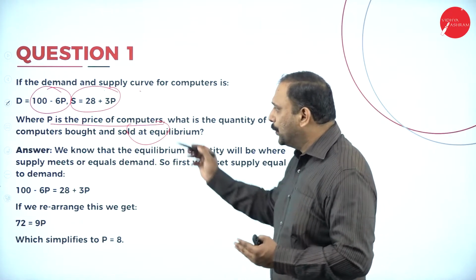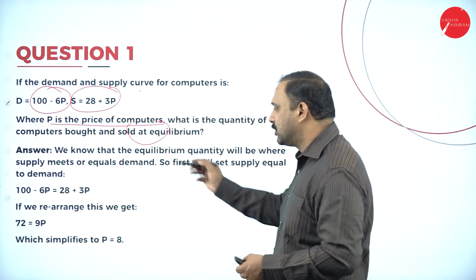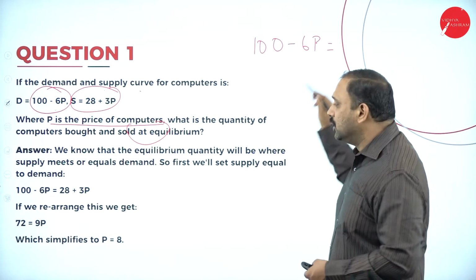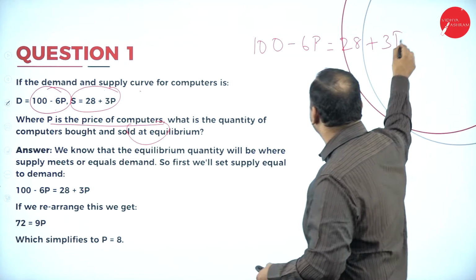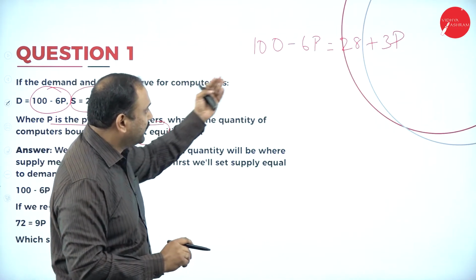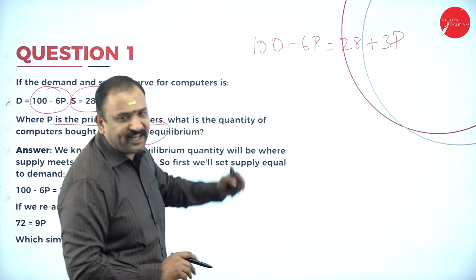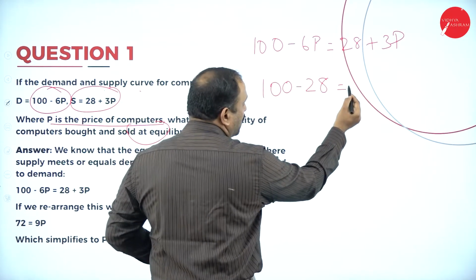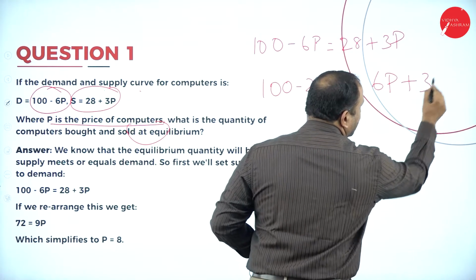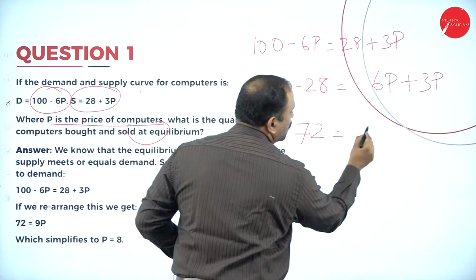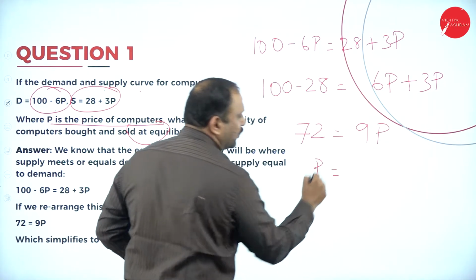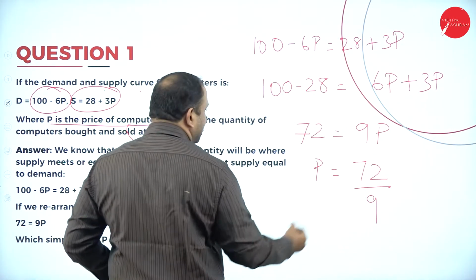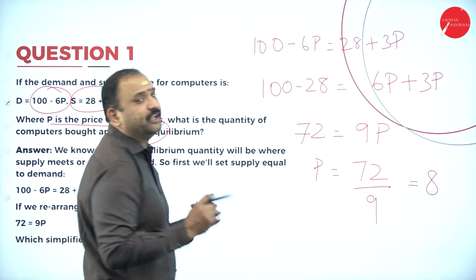How are we going to do it? We are going to equate these two equations. So let's try equating the equation. 100 - 6P = 28 + 3P. So we have written down the equation here. You will be able to see we are going to equate the equations here. If we rearrange the equation, bring all the numbers to one side, 100 - 28 = 6P + 3P. So 72 = 9P. So the P value is equal to 72 divided by 9. So 72 divided by 9, the answer is 8. This is how you need to solve this problem.